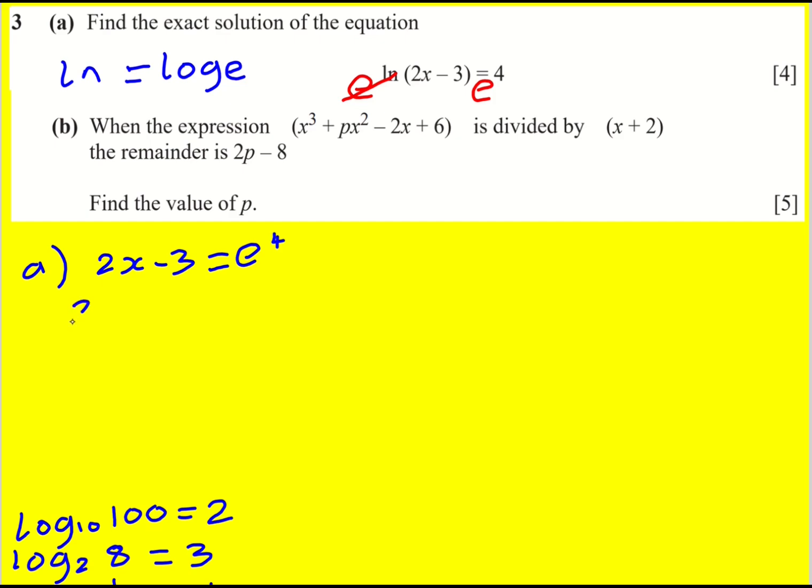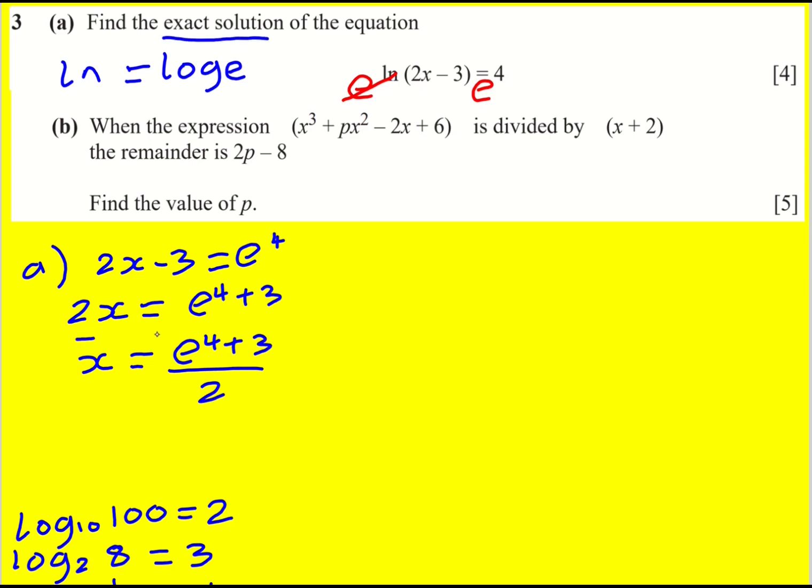Okay, let's finish solving this. So we can add 3 to both sides. 2x is equal to e to the 4 plus 3, and therefore x is e to the 4 plus 3 over 2. And that is our exact solution. We don't want it as a decimal, we want it exact in terms of e.